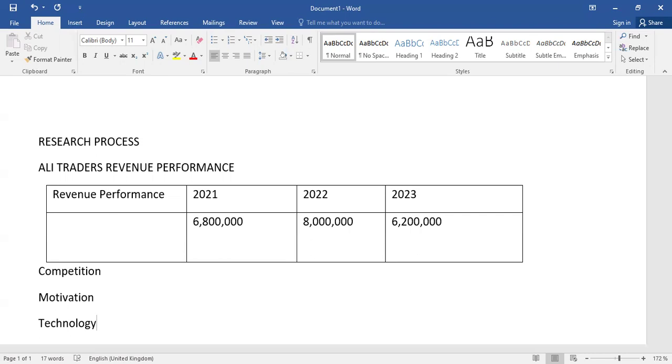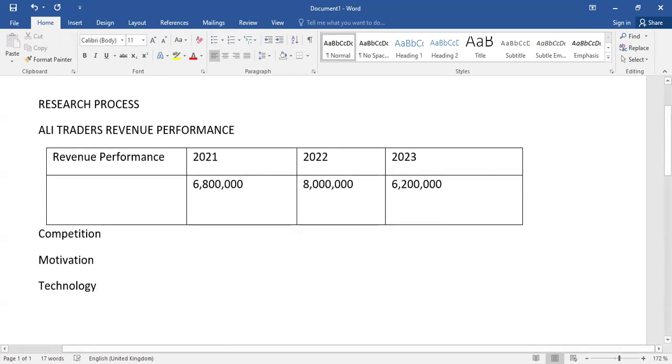Now, based on this, I can form a topic here. I want you guys to form a topic based on these things. We have the revenue performance being affected by competition, motivation, and technology. Now, guys, I want to form a topic from this scenario. For me to form a topic, I have these three factors: competition, motivation, and technology.